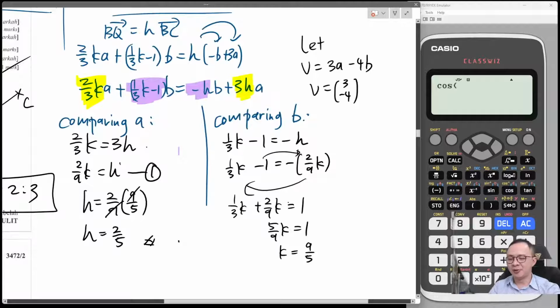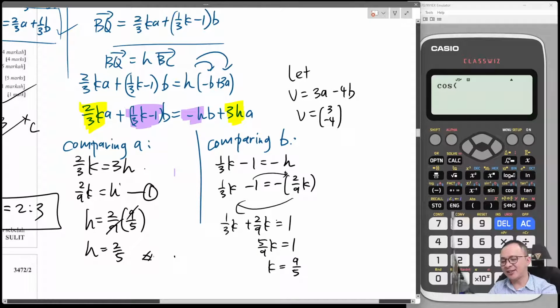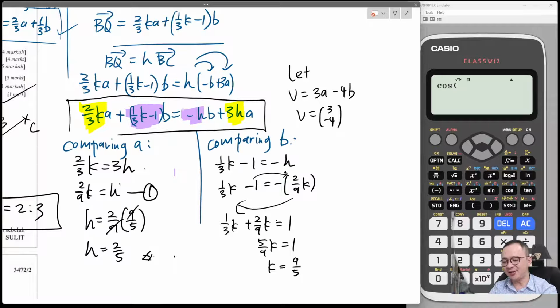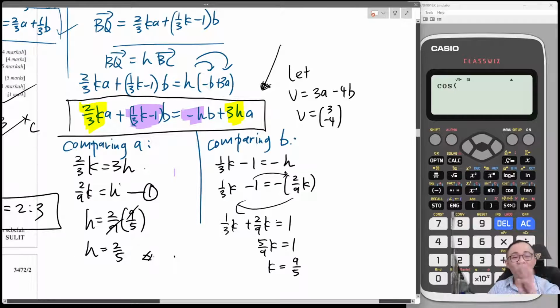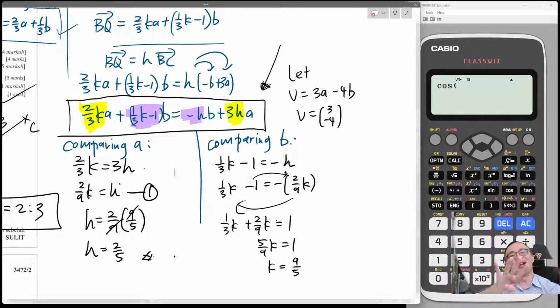Okay, so it's very important to understand this comparing method. Because you check out this equation, how many unknowns do you have? You don't know a, you don't know b, you don't know k, you don't know h. You have 4 unknowns in one equation, so you don't try to do simultaneous. I have seen so many students trying to do simultaneous at this stage. No way. If you want to find 4 unknowns, you need 4 equations.